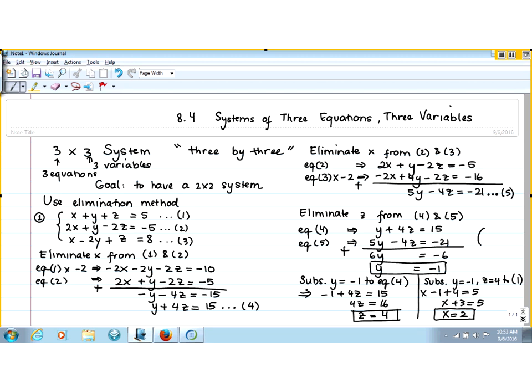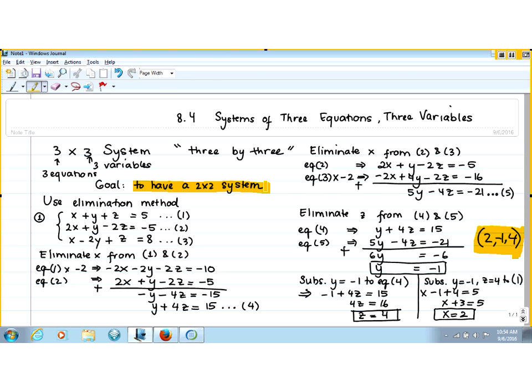So what's your solution? 2, comma, negative 1, comma, 4. So this is my solution. This is called an ordered triple, or ordered triplet. So x, comma, y, comma, z. Is it easy? That's not bad, right? But you have to do what? You have to keep in mind what? The goal is what? A 2 by 2 system. And then you work from there, right? As long as you remember the goal, then you know what to do.